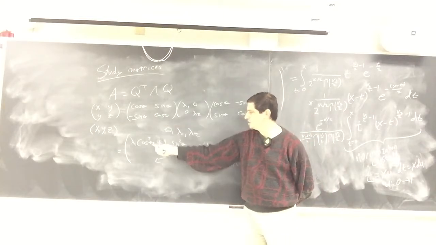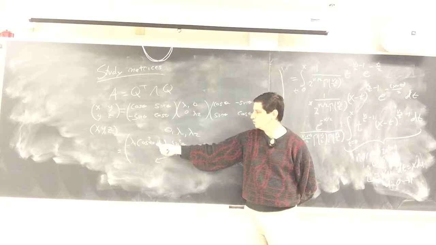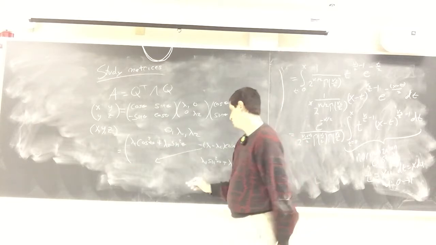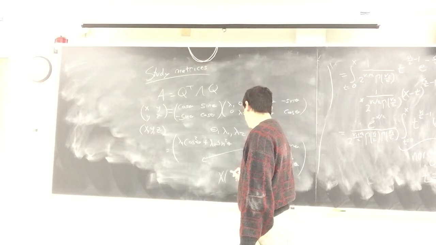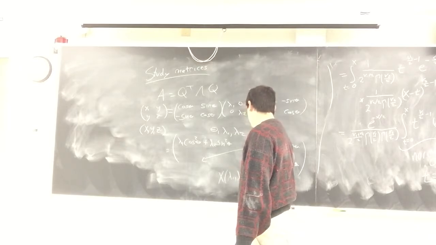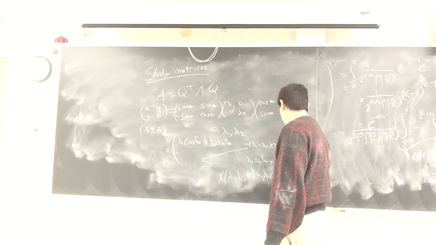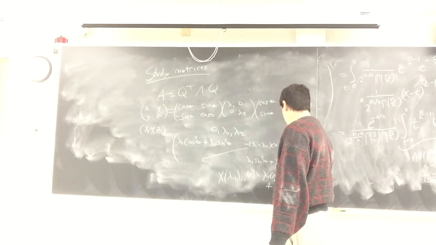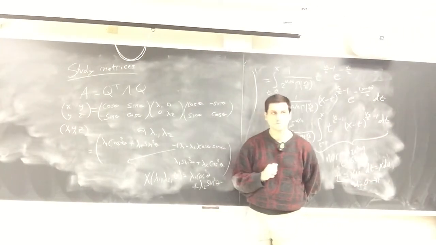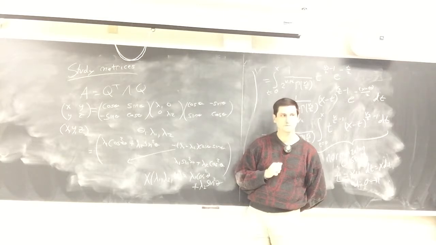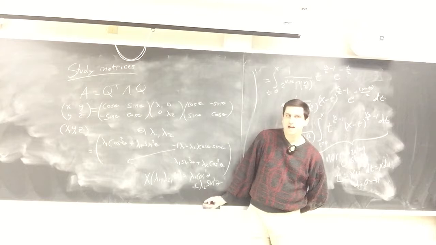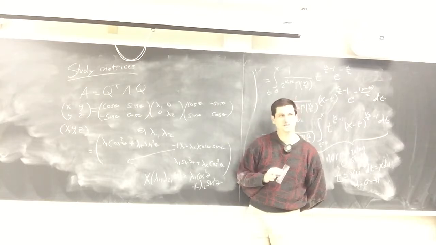So there is our matrix. And so x as a function of lambda 1, lambda 2, and theta is just lambda 1 cosine squared theta plus lambda 2 sine squared theta. Okay? So have you done the change of variable formula in real analysis? Or was the only time you saw it in your careers in multivariable calculus?